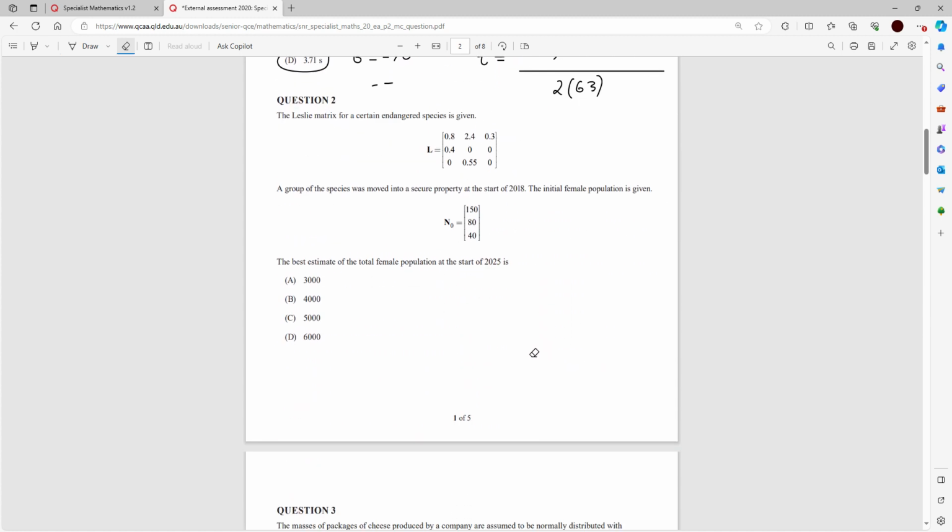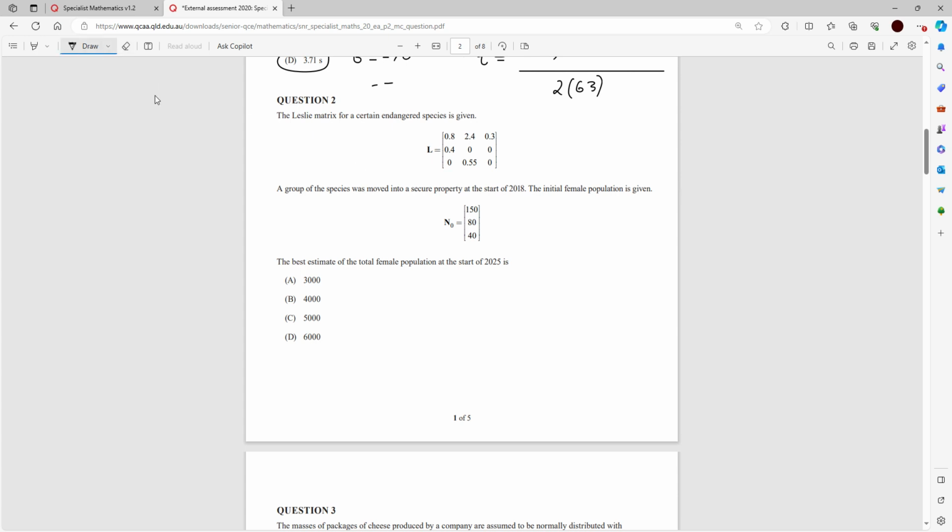Right, so question 2. The Leslie matrix for a certain endangered species is given here. So that includes the birth rates and all that stuff there. A group of species was moved to a secure property at the start of 2018. The initial female population is given, okay? The best estimate of the total population at the start of 2025. So if you were to get the total population at the start, you would have to add all these numbers together. So that'd be 150 plus 80 plus 40. We want to know the total population at the start of 2025.